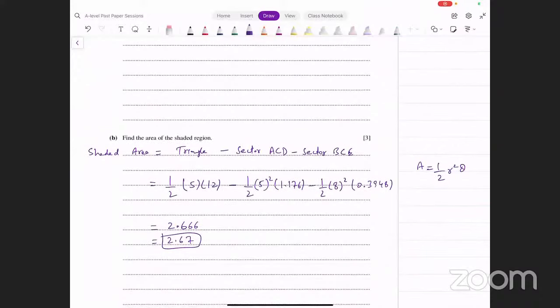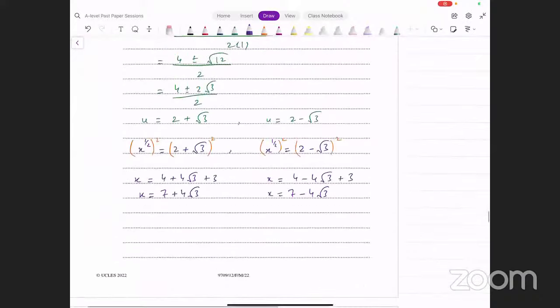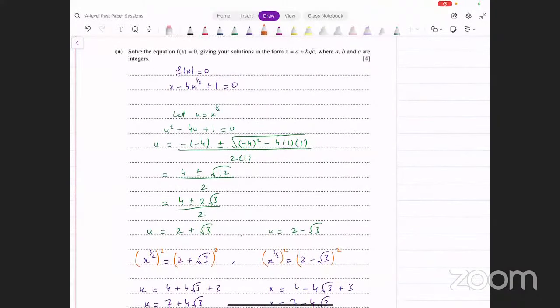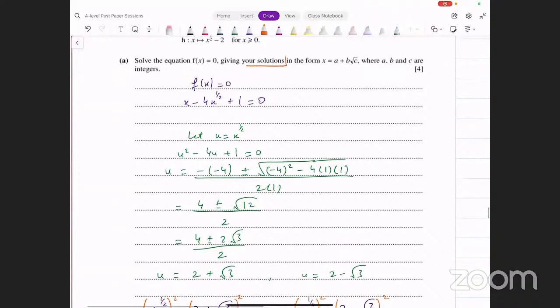Part A में आपको क्या चाहिए था? A plus B square root of C. अच्छा. Okay. सबसे पहले तो look at the question statement. It says giving your solutions. एक आपको hint वहां से मिल रही है. It has to be multiple answers. एक answer इसका हो नहीं सकता. It has to be multiple answers. Question statement बहुत exact होती है. अगर उसने solutions लिखा हुआ है, it has to be more than one solution. That's one thing.